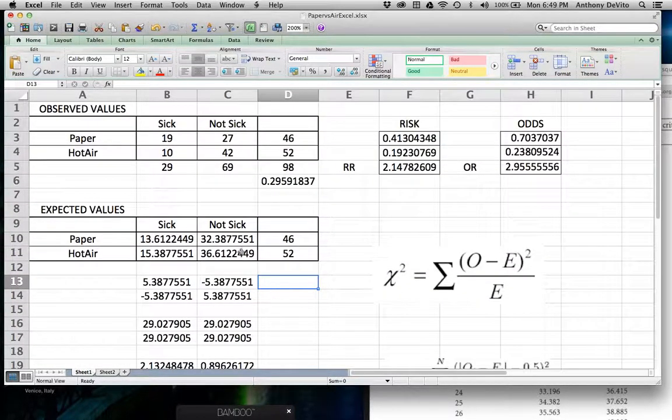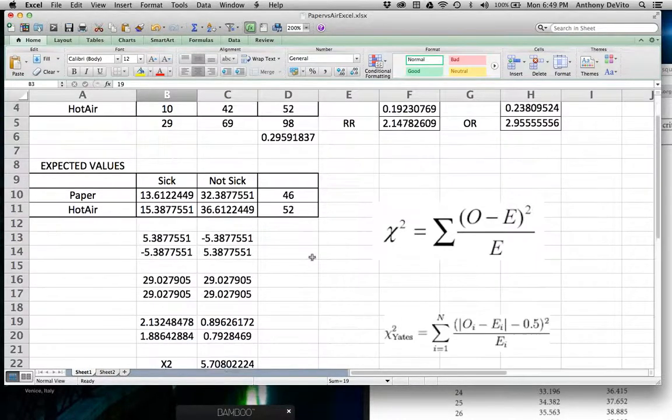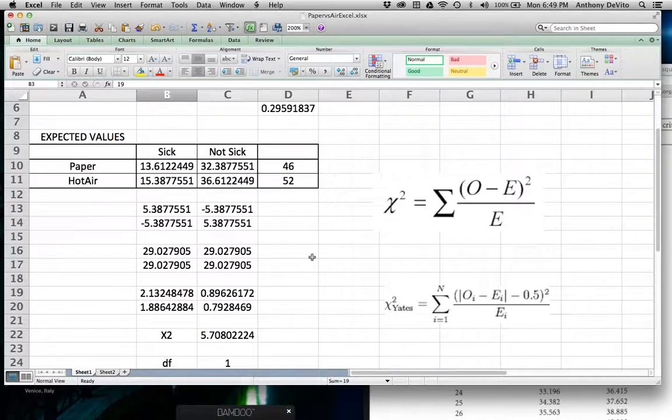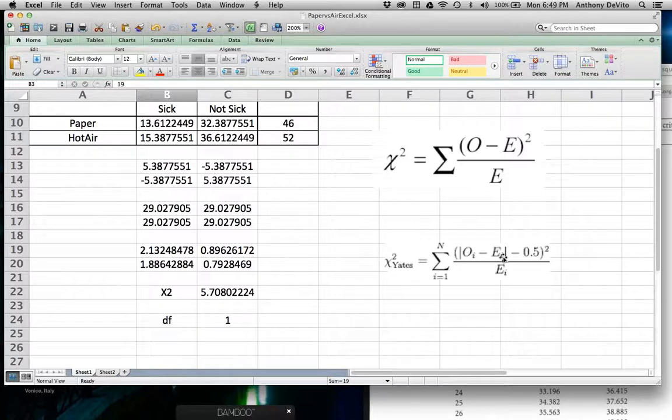The other thing you'll notice is that the expected values have fractional numbers like 13.6 and 15.4. We can't have that when we're counting individuals. This is a continuous number, and this is an integer. For the most part, you may be able to ignore this. But if it's a close calculation, you may want to apply something called a continuity correction. When you take observed minus expected, take the positive value, and subtract 1/2 from the difference before you square it. Then you square it and divide by E.